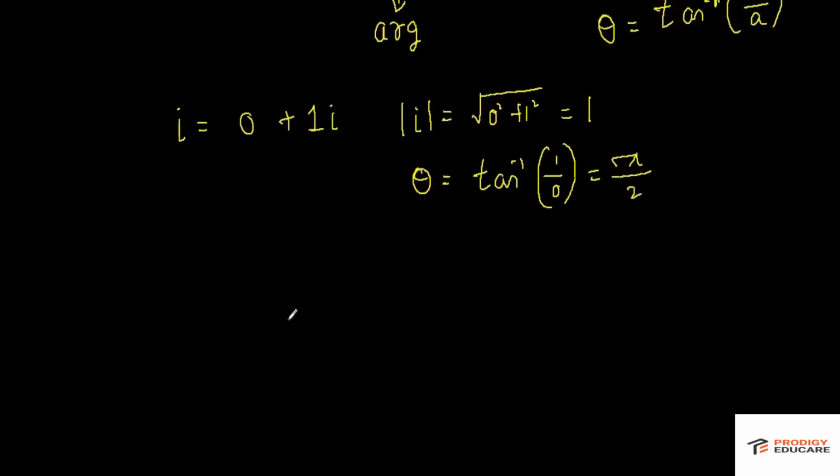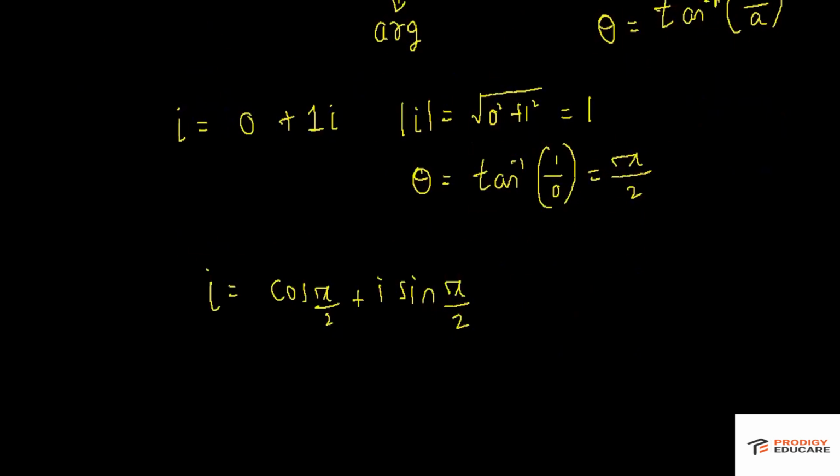Perfect. So this i can be written as mod i, which is 1, times cos of pi by 2 plus i times sine of pi by 2. Anyways, we know that cos of pi by 2 is 0 and sine of pi by 2 is 1. So we are getting the same number.